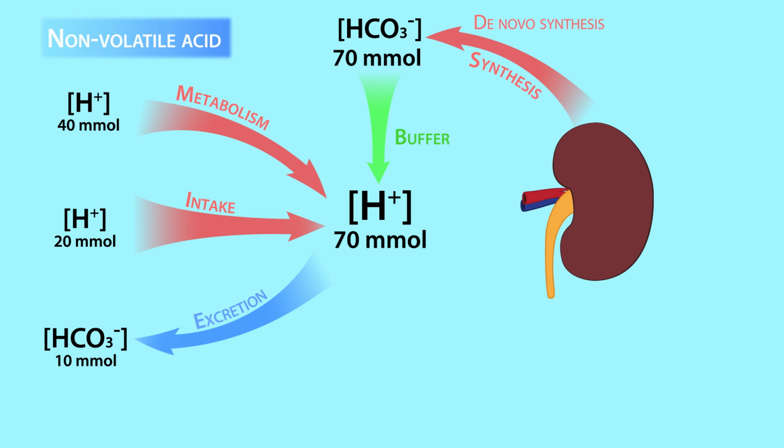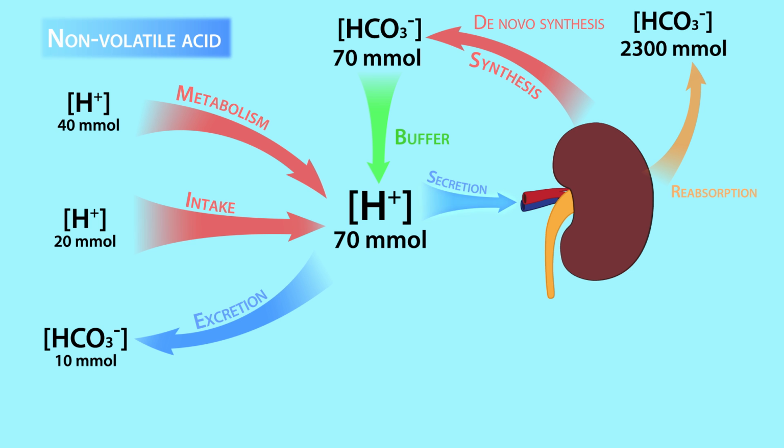To maintain the plasma bicarbonate concentration at 24 millimoles per liter, nearly all of the filtered bicarbonate is reabsorbed by the kidneys. Now, although bicarbonate reabsorption and de novo generation of bicarbonate occur by different mechanisms, they share some similarities. The non-volatile acids are eliminated by the kidneys through the secretion of hydrogen ions, which occurs by different mechanisms along different parts of the nephron, and it's partially dependent on the activity of the enzyme carbonic anhydrase.